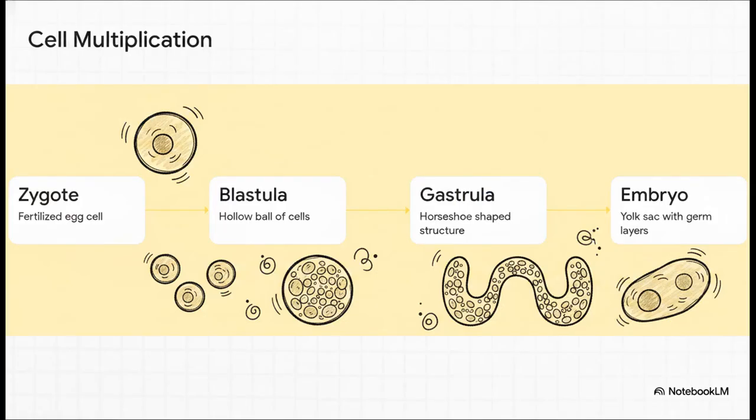Immediately after that fertilized zygote forms, this rapid-fire process of cell multiplication kicks off. 2 cells become 4, 4 become 8, and it keeps going until they form a hollow ball of cells called a blastula. From there, the cells reorganize into a sort of hollow horseshoe-shaped structure called a gastrula. And finally, we arrive at the formation of the embryo itself. This simple, step-by-step multiplication is literally the foundation of every single structure in your body.